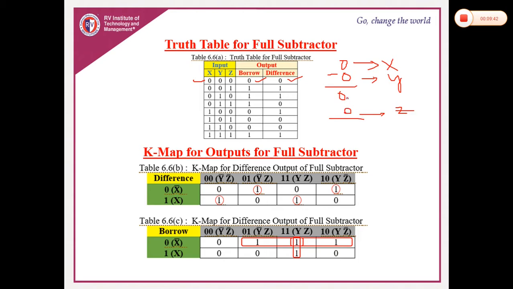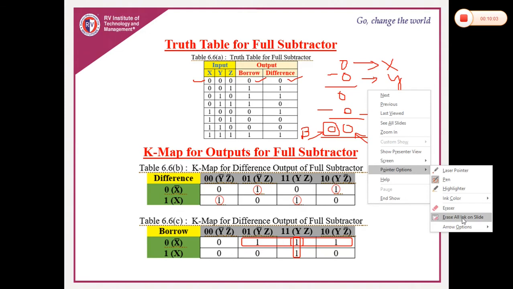0 0 0. 0 minus 0 is again 0. Okay. So difference, whatever you got, is 0. And we have not taken any borrow, so borrow we have not taken at any time, so this is also 0. This is borrow. Okay, so this is how you are supposed to do this entire process. Difference and borrow you will get. Next combination we will see.